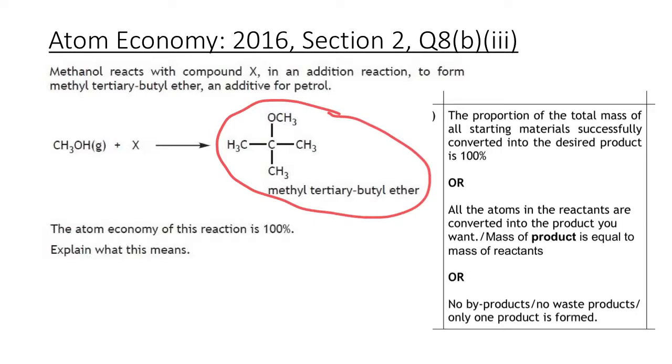There are a number of ways of saying that. Here's the marking instructions from the SQA. You could be saying the proportion of the total mass of all the starting materials successfully converted into the desired product is 100%. That's just a wee bit of a mouthful there. Or you could be saying all the atoms in the reactants are converted into the product you want. Or the mass of the product is equal to mass of reactants. There's no byproducts, there's no waste product, only one product is formed.